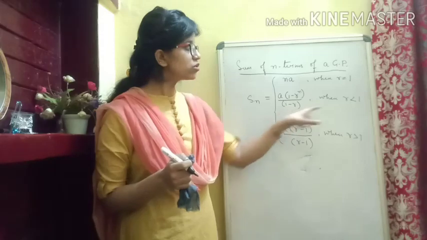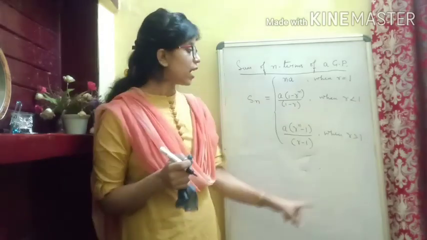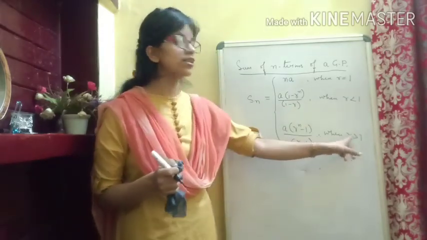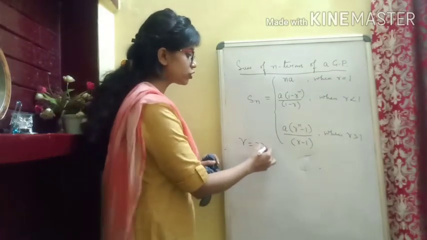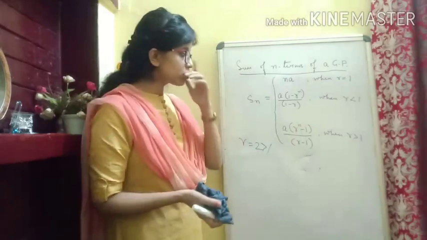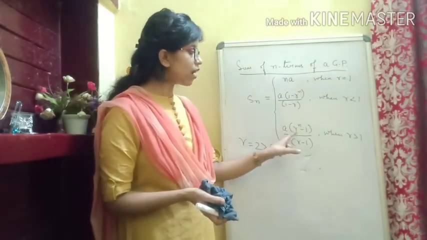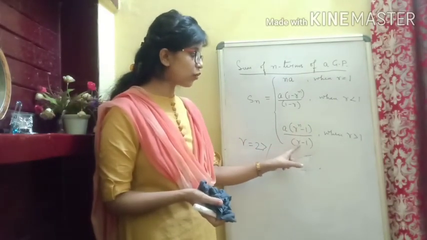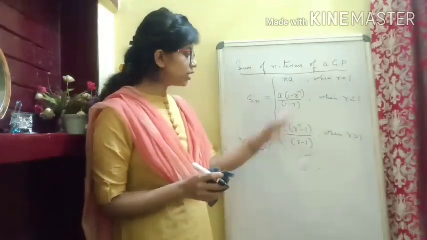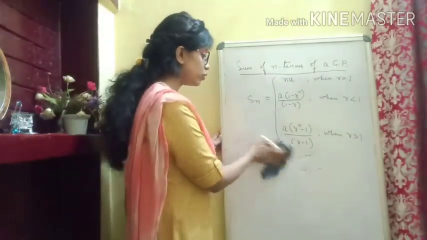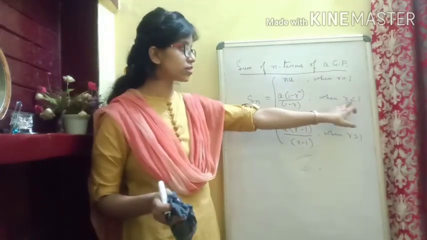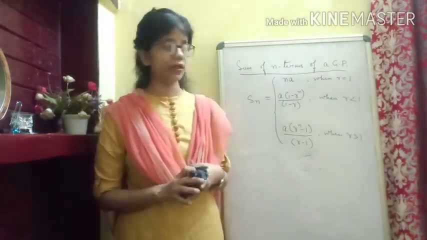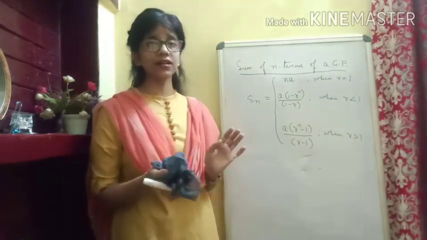This formula we will use when r is less than 1, and the other formula we will use when r is greater than 1. Like if we calculate r and r is coming 2, which is surely greater than 1, then we use the formula a into r to the power n minus 1 upon r minus 1. So these are the formulas we are going to use depending upon the value of r: whether r is 1, less than 1, or greater than 1. Okay, now let us start the exercise.